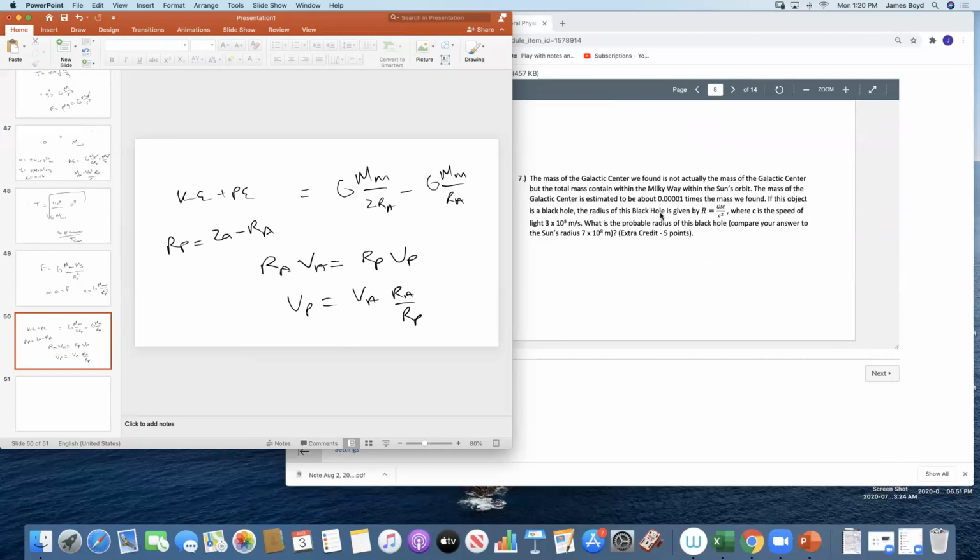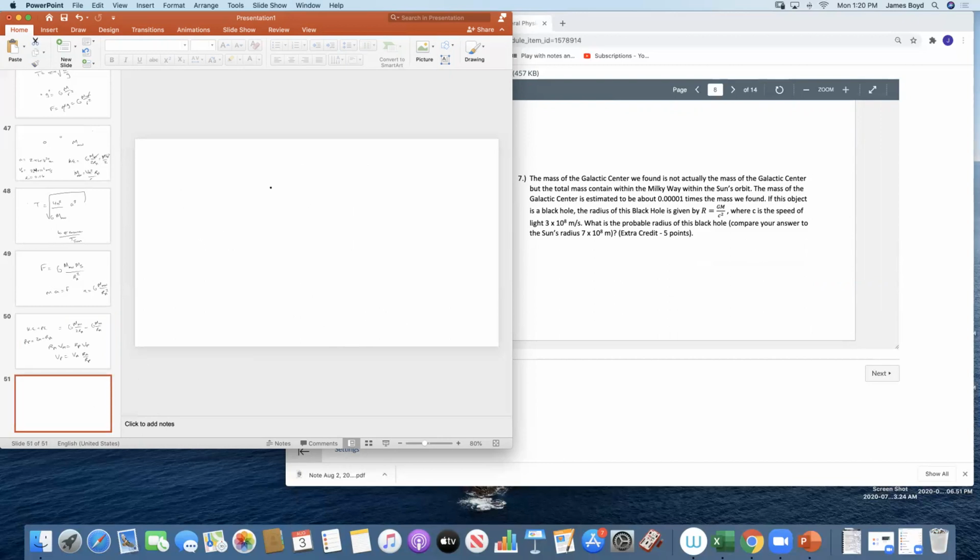There's an extra credit problem here that you can look at. Essentially, what this extra credit problem is about is that, remember when we talked about being inside the Earth and what the gravity that affects you inside the Earth? Well, basically, in this force, GMM over R squared, the mass of the Milky Way is only the mass within the radius of the sun's orbit.